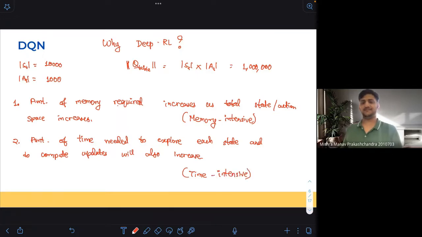So if you have studied data structures and algorithms, if these two conditions come up in an algorithm, then that's a big red flag, right? That's like a very naive kind of an algorithm. You try to eventually look for a better solution that is either less memory intensive or less time intensive, right? So that's why eventually there came up a need to develop a deep RL algorithm, right?